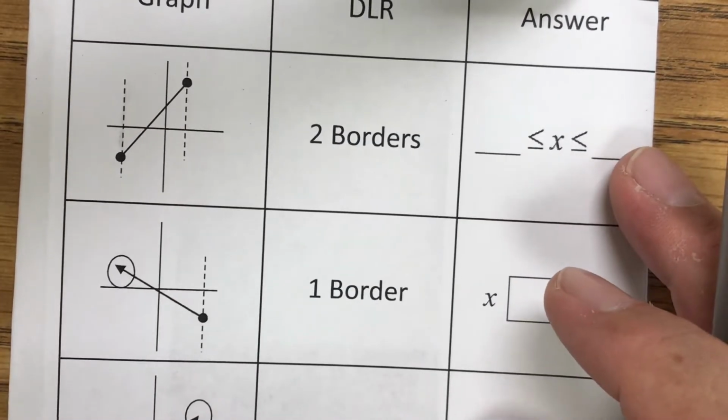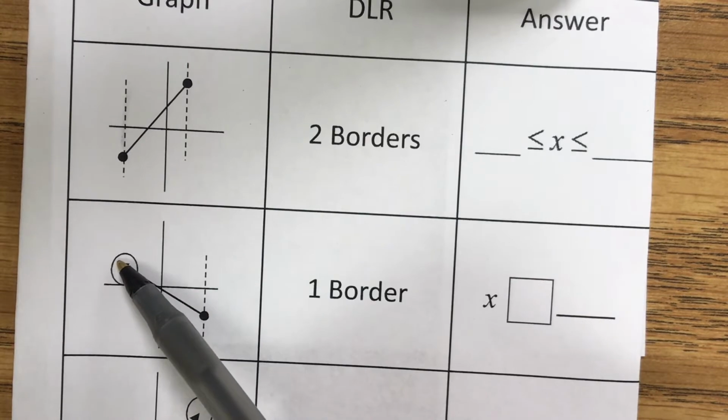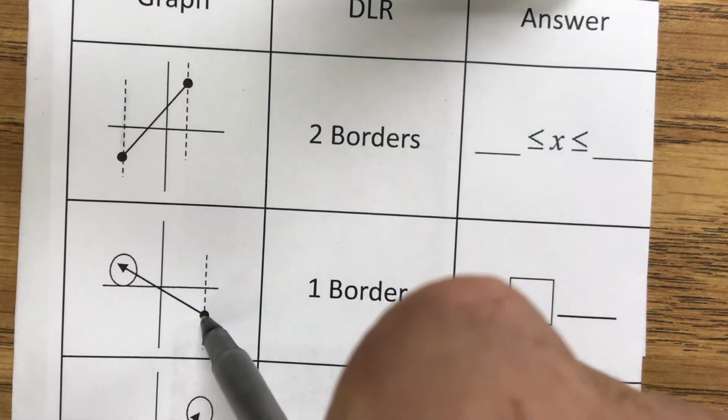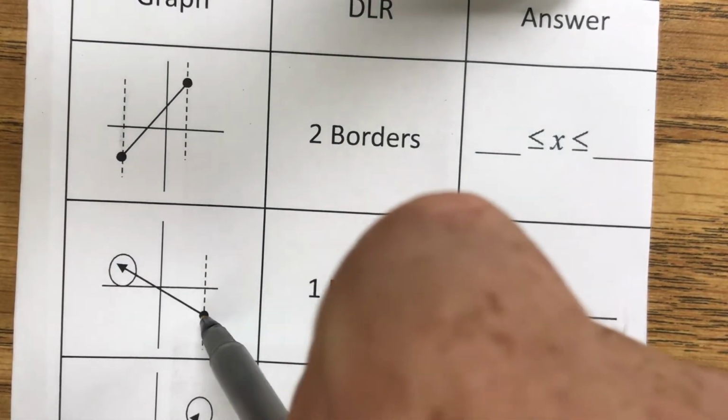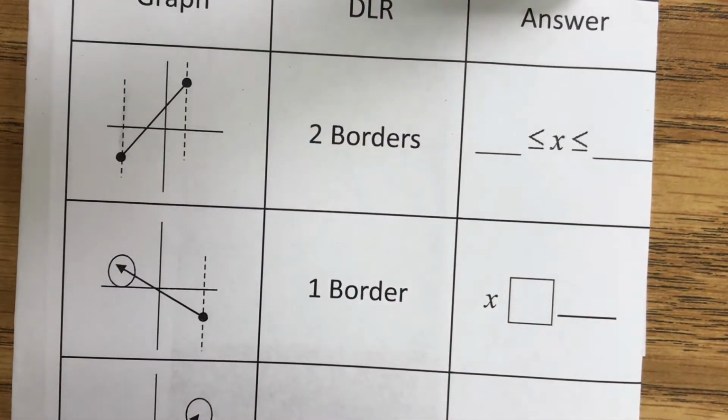Next, we have situations where we just have one border. So we only have one endpoint and then we have an arrow. The endpoint tells us basically what our starting or ending point is. So this could be the biggest or the smallest number. The arrow tells us that we go on forever and ever and ever.